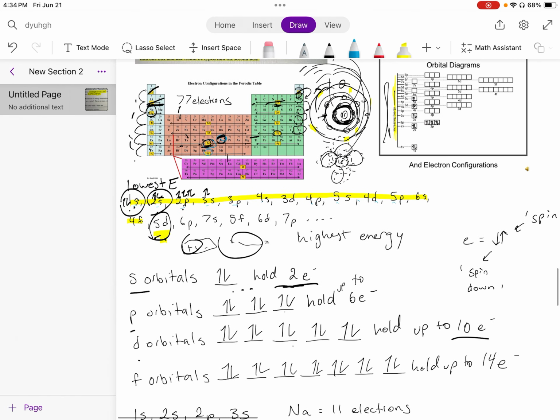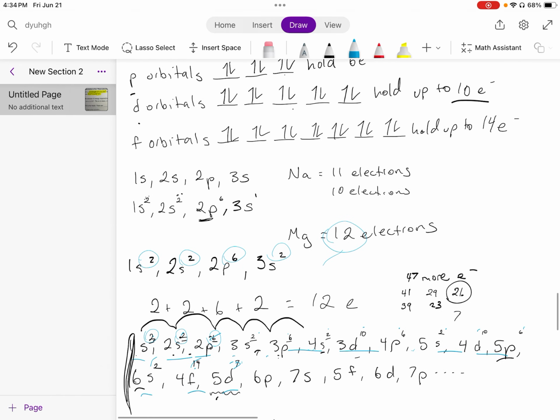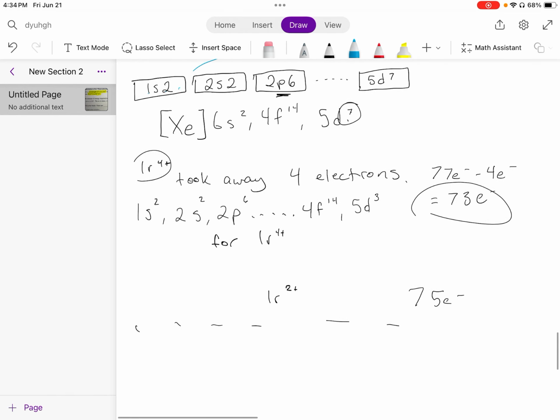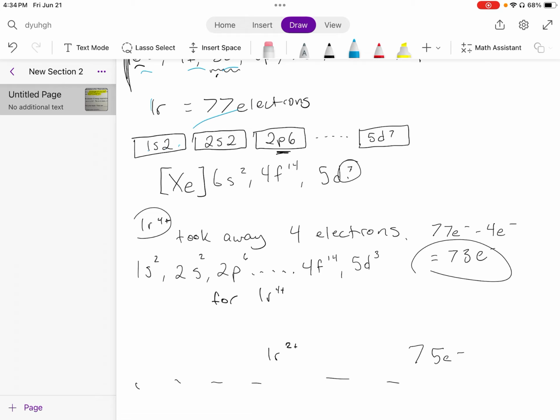You can just Google them, like electron configuration order. Okay, that's that. Sorry, I'm tired. I don't know if I made sense in this one.